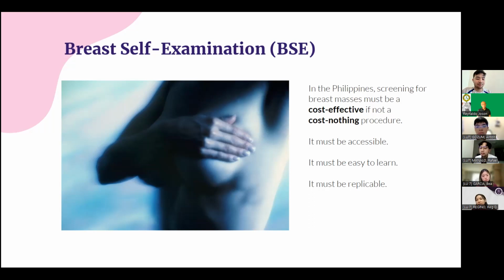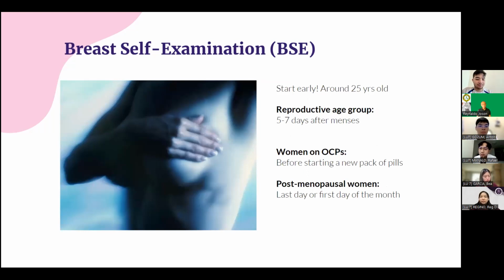And this is the breast self examination, or the BSE. Next slide, please. So the BSE can be done as early as 18, but we can start at around 25 years old. And it depends on where you are in the reproductive age, or whether or not you're taking your OCP. So for the reproductive age group, you do it 5 to 7 days after your menses. For women on oral contraceptive pills, you do it before starting a new pack of pills. And for women who are postmenopausal, you do it on the last day or on the first day of the month. Basically monthly, but it depends on where you are.